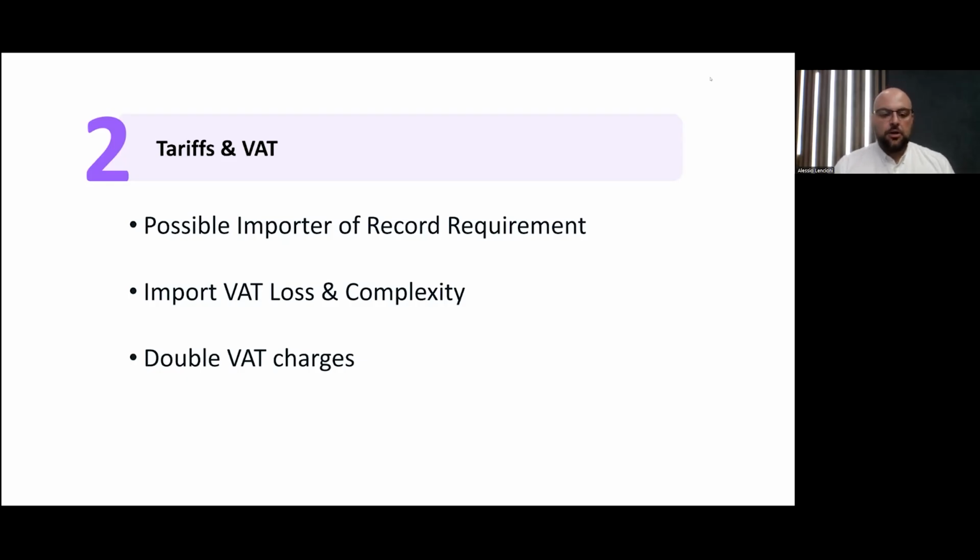Import VAT loss and complexity. Import VAT isn't just another tax. It's ultimately a cash flow issue. If you're not registered correctly, you can't reclaim that VAT. If you're shipping goods in, if we get a little bit technical here, in a DDP fashion, and your client is acting as the importer of record, then again, that import VAT cannot be reclaimed, even though you are footing the bill for it, because your client is acting as the importer of record.